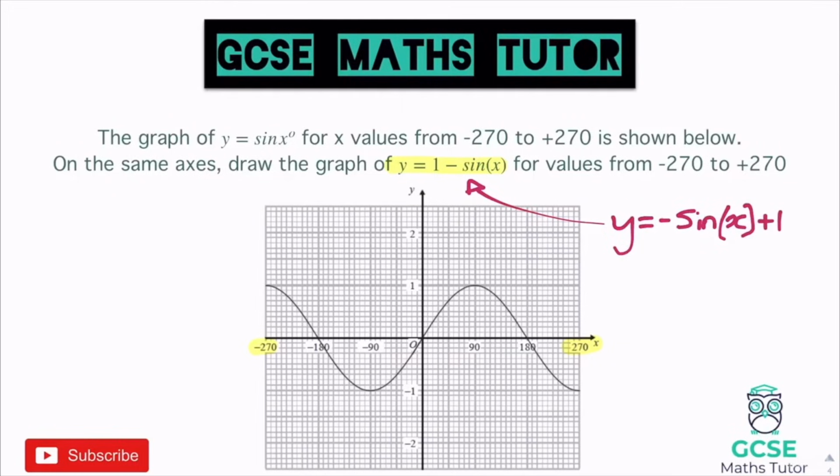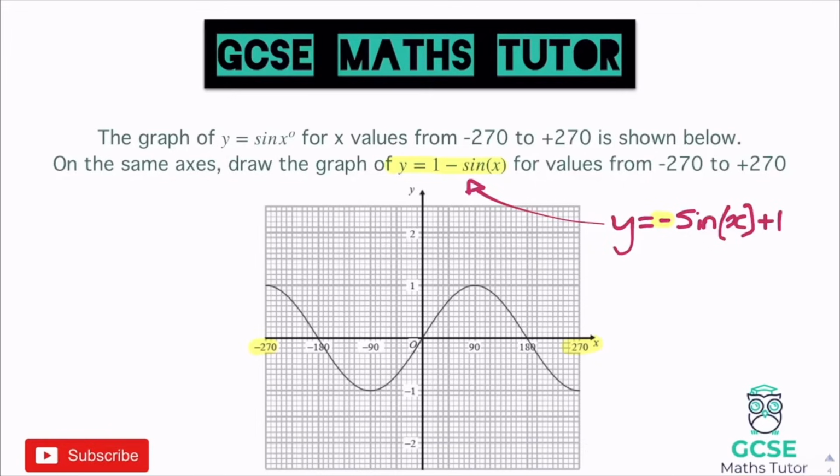And think about what these transformations actually represent. That negative in front of the sine x flips the y coordinates from being positive to being negative. Obviously check out my video on graph transformations as well, which I'll link in the description below, because it's worth checking out as it links very strongly into these trigonometric graphs.